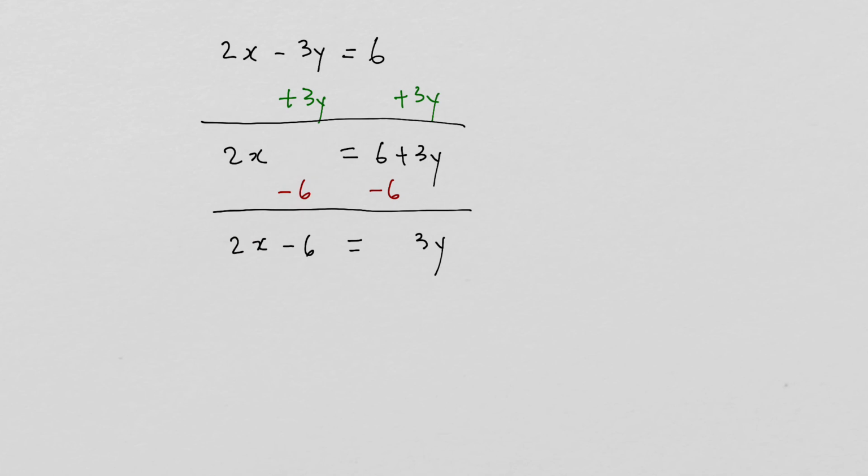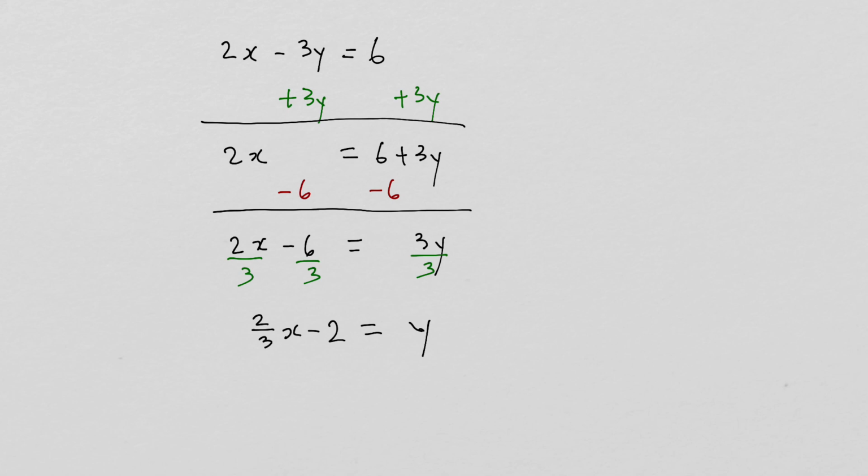Okay, so now what we have left is this coefficient 3. We want to reduce this to 1. To do that, we have to divide both sides of the equation by 3. So we're going to divide everything by 3. When we do that, we're left with 2/3 x minus 2, because 6 divided by 3 is 2, and that is equal to just y, because 3 divided by 3 becomes 1.